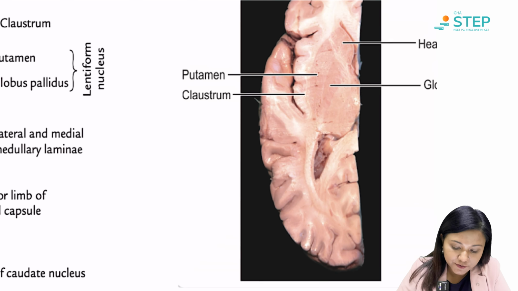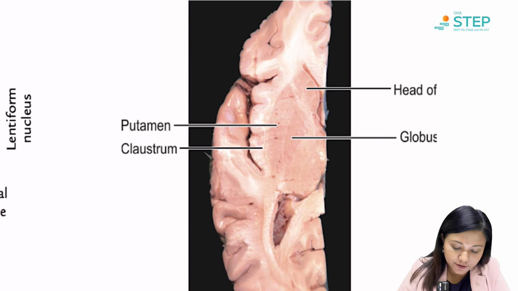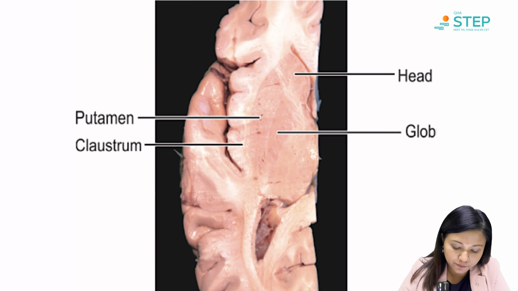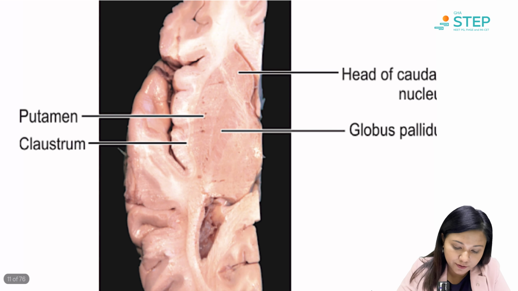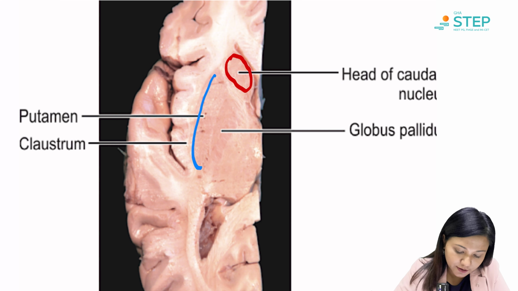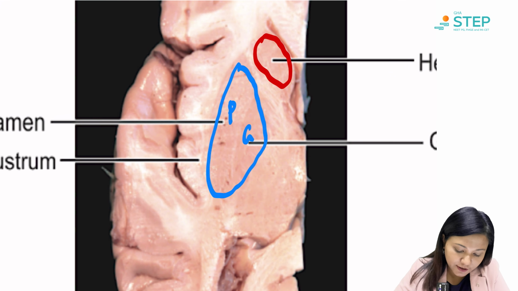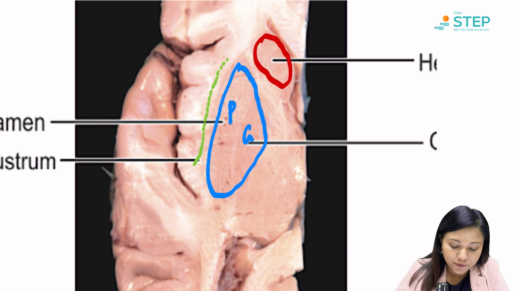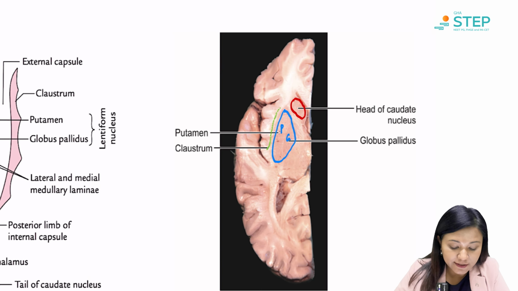Now in this image, as you can see, if you can correlate this. Okay. So same thing, just as we have studied. This is the head of the caudate nucleus. And then you can see the lentiform nucleus. This entire thing is the lentiform nucleus. So you have the putamen and the globus pallidus, and then a very thin layer of gray matter, that is the claustrum. Okay, that is about the basal ganglia.